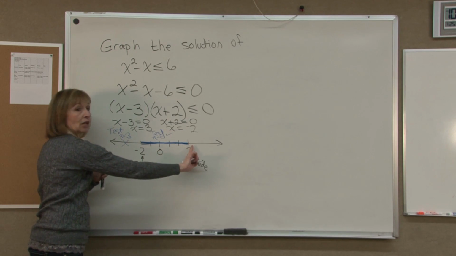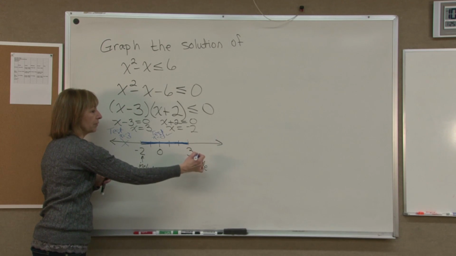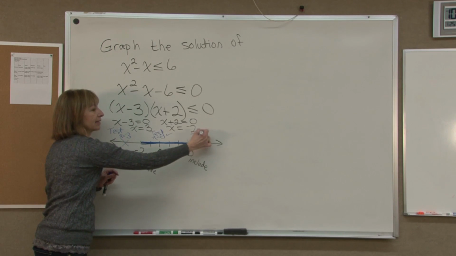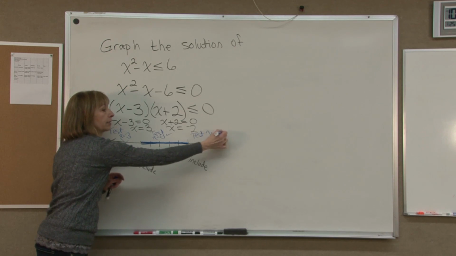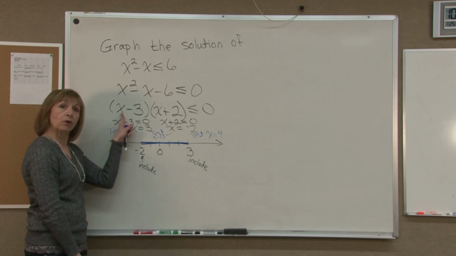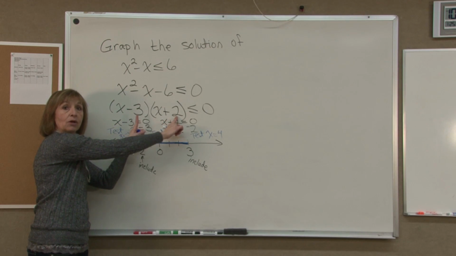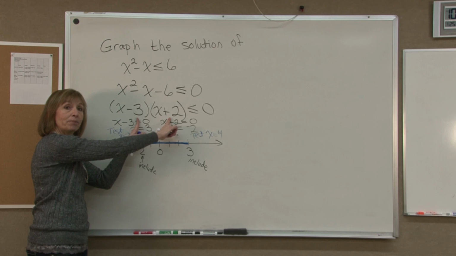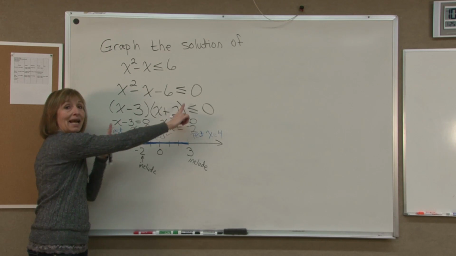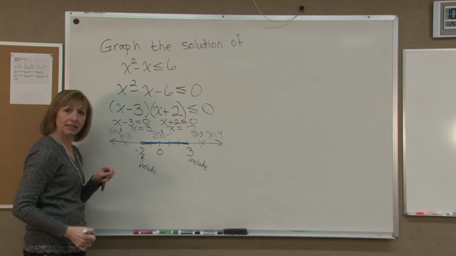And then we're going to test a number bigger than our biggest cutoff. So a number bigger than 3, let's test x equal 4. Well, 4 subtract 3 is 1. 4 plus 2 is 6. 1 times 6 is 6, which is not less than or equal to 0. So that part doesn't work either.